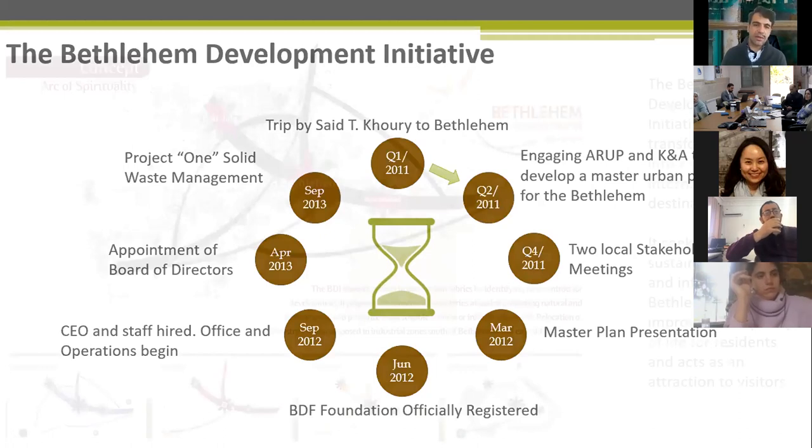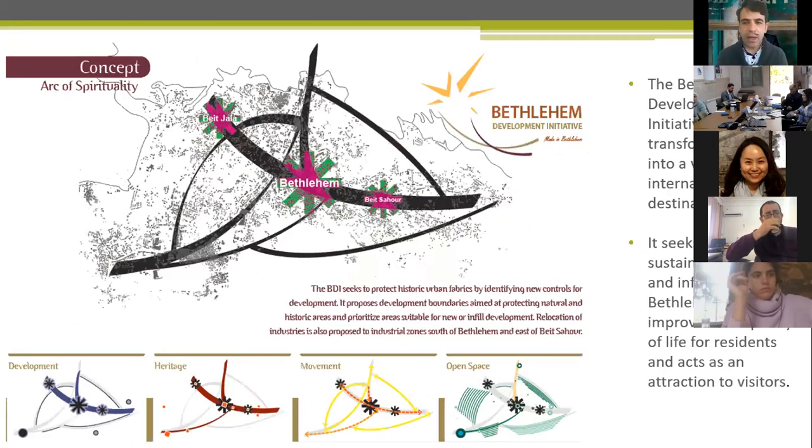This infograph presents the development plan, which was prepared by Khatib and Alami. The plan links the main three cities of Bethlehem Governorate: Beit Jala, Beit Sahur, and Bethlehem. Bethlehem is the center of the region.